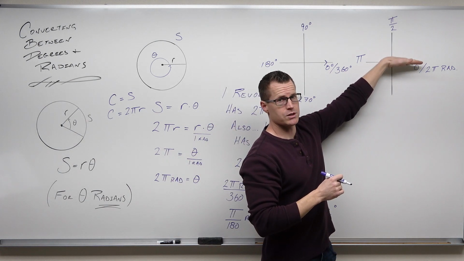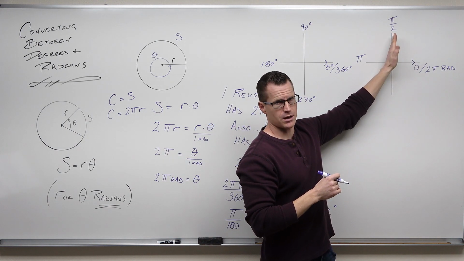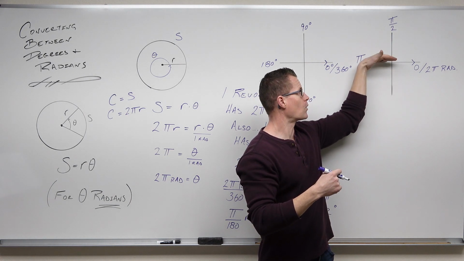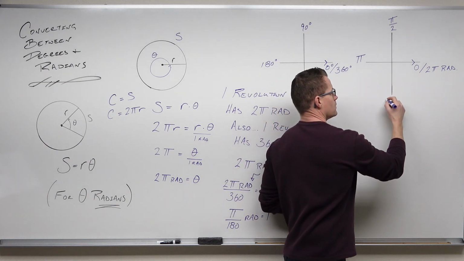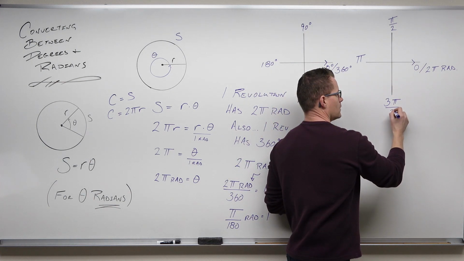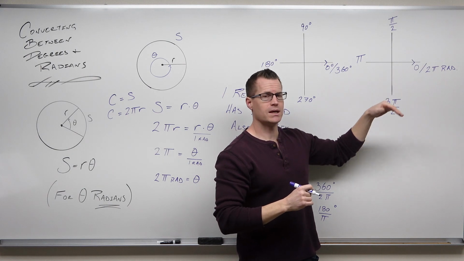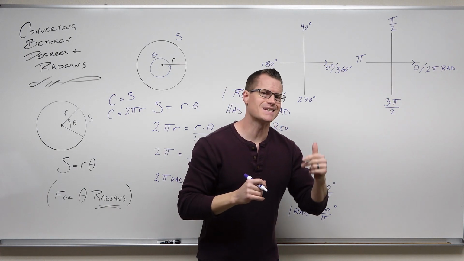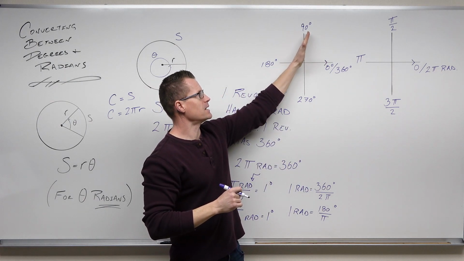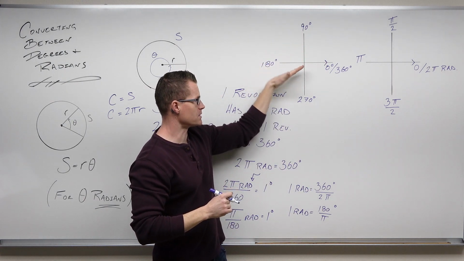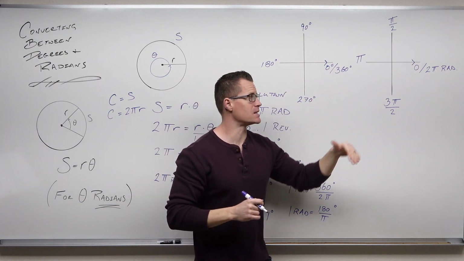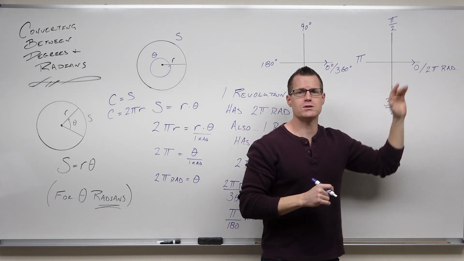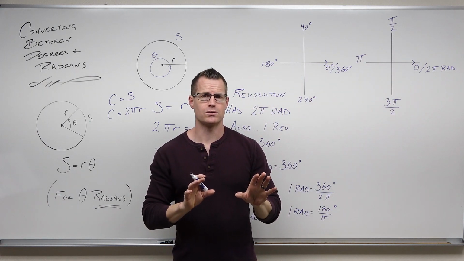So 0 pi over 2, 1 pi over 2, 2 pi over 2, which would be 1 pi, or 3 pi over 2. And if we go a little bit further, we get 4 pi over 2. But 4 pi over 2 is 2 pi. That's exactly what we can do here too. 90 plus another 90 is 180, plus another 90 is 270, plus another 90 is 360. Pi over 2 plus another pi over 2 plus another pi over 2 plus another pi over 2 gives us every one of those quadrant angles.